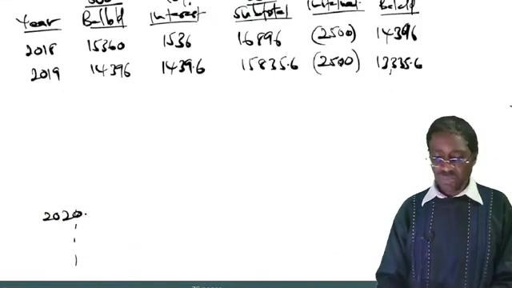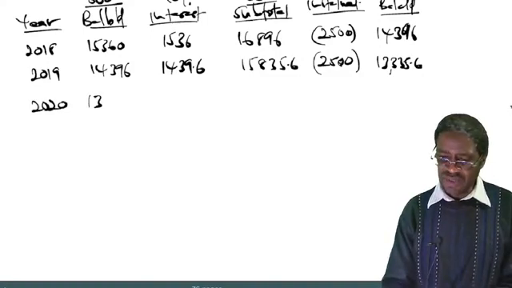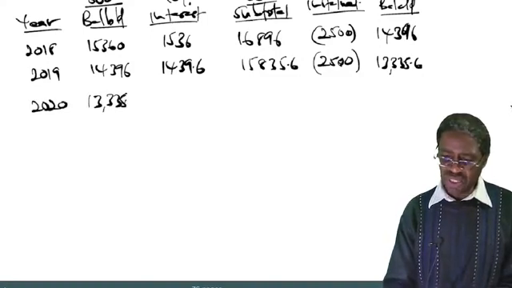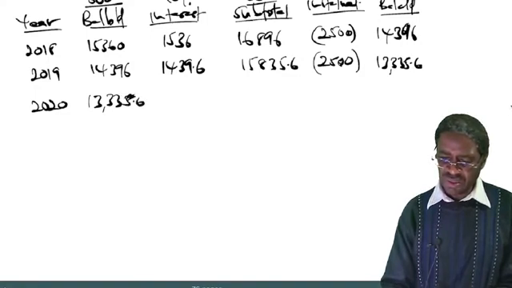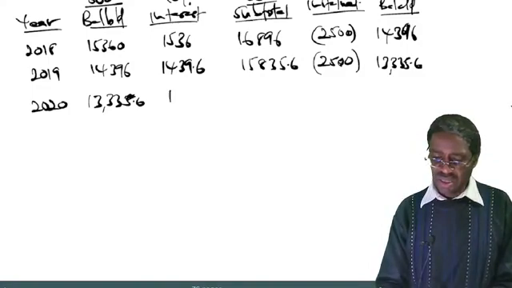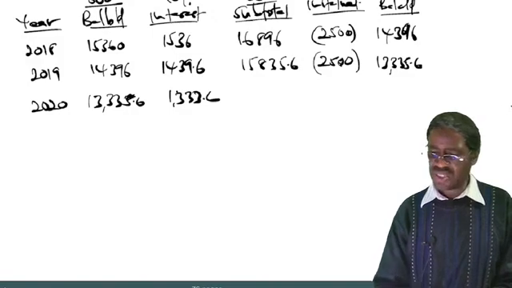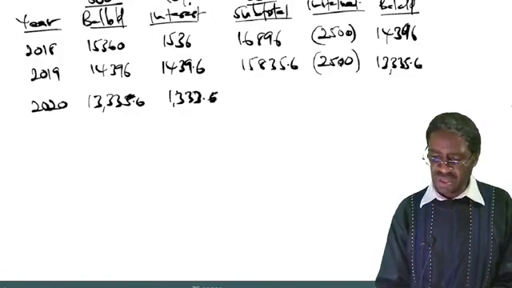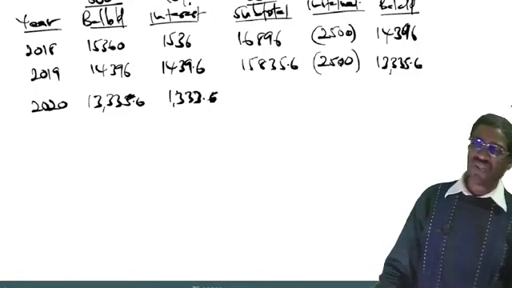Then I bring down the balance by the beginning of year 3, 2020, which is 13,335.6. Ten percent of that looks like 1,333.56. Let me make it to 1 decimal point. I've taken 10% of that amount and I'm placing it to 1 decimal point.